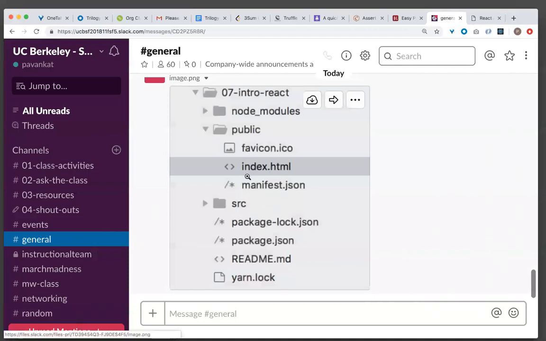Right, so over here, I'm inside this index.html file. This file is where your entire React application will go.